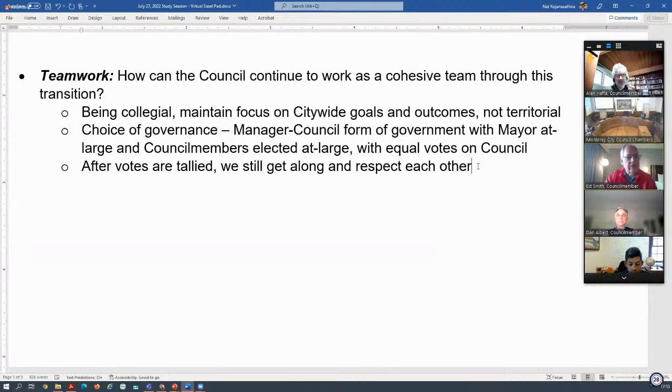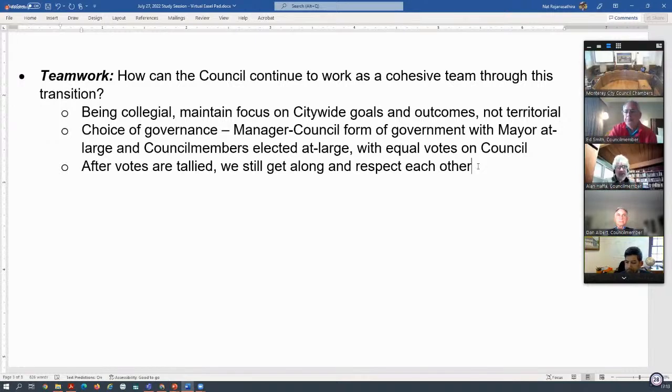Any other thoughts on this last question concerning teamwork? Councilmember Hoffa has his hand. Go ahead. Yeah, I do think that, especially as new council members come on board, it's going to be important for the city manager to come up with some team building opportunities, I think.